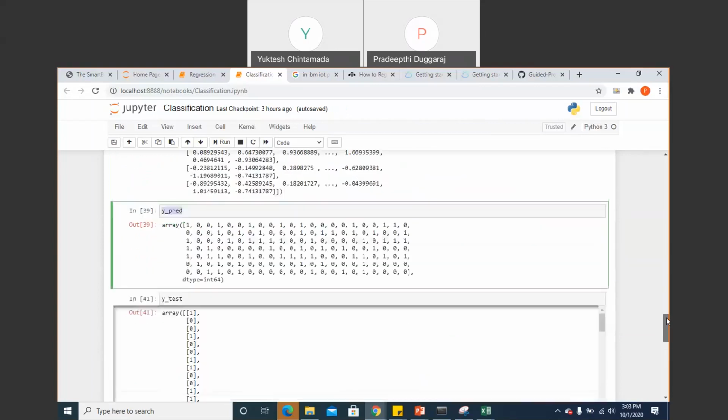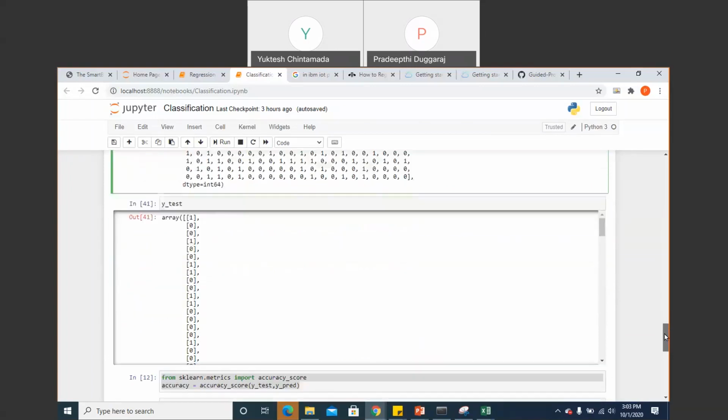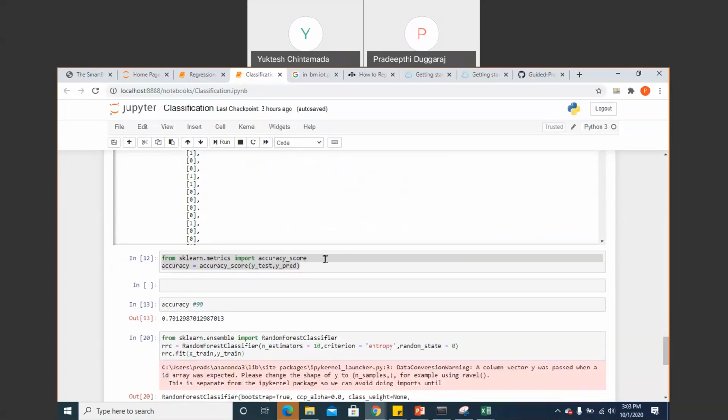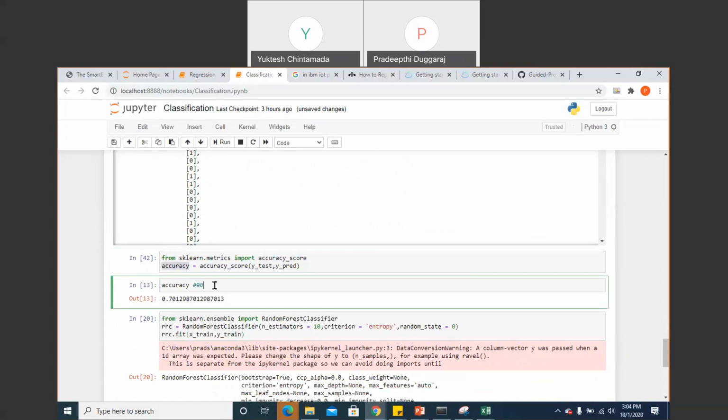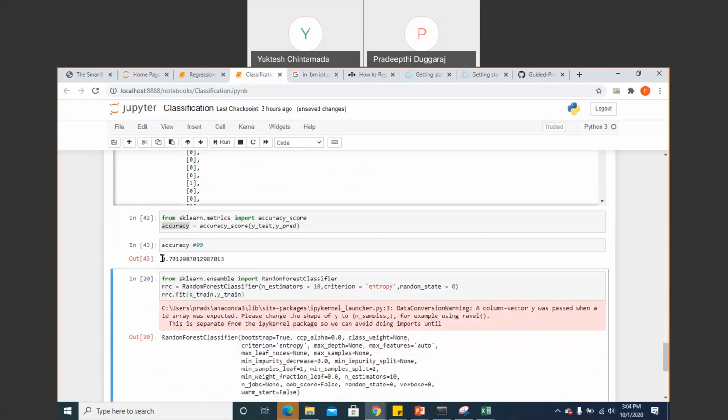Instead of counting each and every one and working out the accuracy yourself, you have a function called accuracy_score. With the help of accuracy_score, you can find the accuracy of your model. If you see this accuracy, it is 70%. So your model is 70% accurate, meaning it predicted 70% correctly. This is about the decision tree.